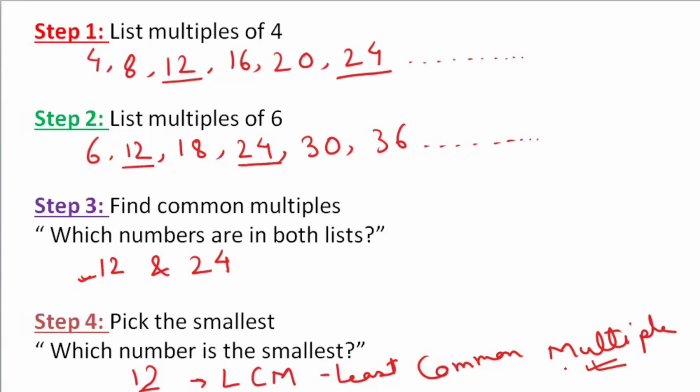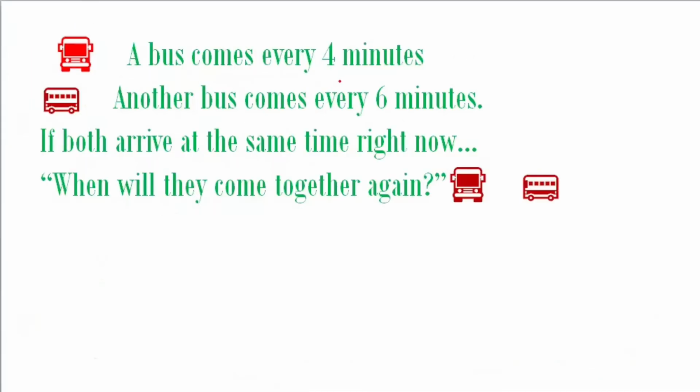I hope you are getting it. So in the bus question, both buses will arrive together again after 12 minutes, because we found the LCM is 12. So the buses will arrive together again after 12 minutes. See, math helps us solve real life problems, isn't it?